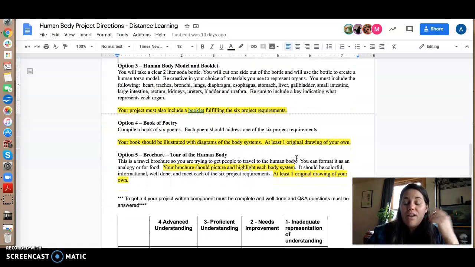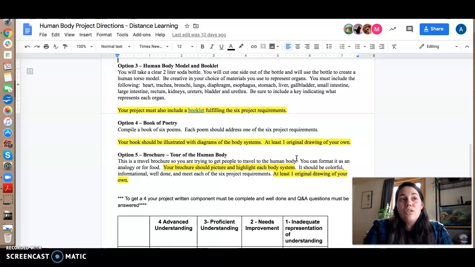The model, obviously, not everyone may have a 2-liter soda bottle. So you could create a model using any materials you have at home, totally fine. But you're creating a model of the torso, so you have to include pretty much things from your esophagus down to your bladder and urethra. So just that midsection of the body is what we're focusing on. That option also includes that booklet where you type the information about how those systems work together.